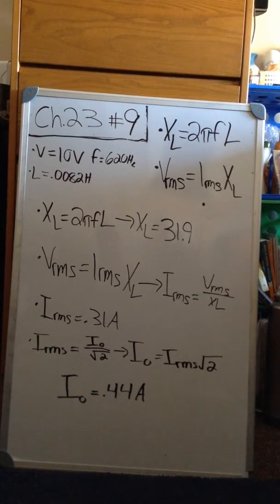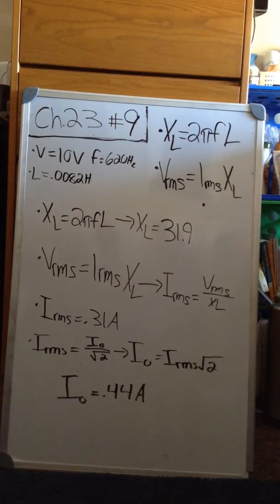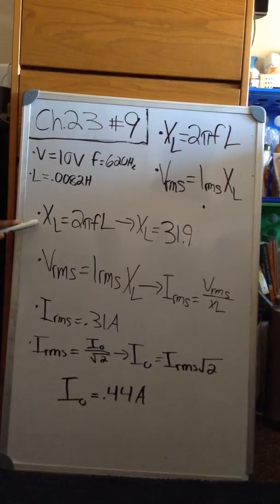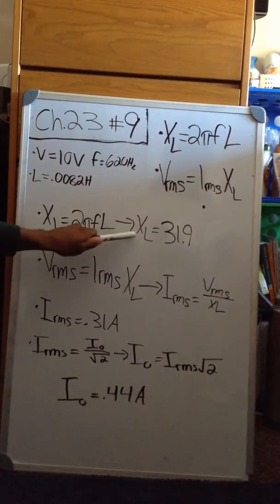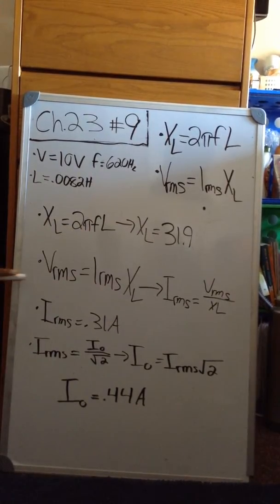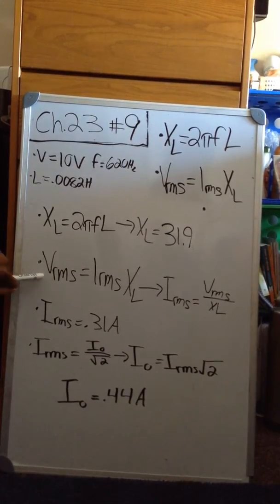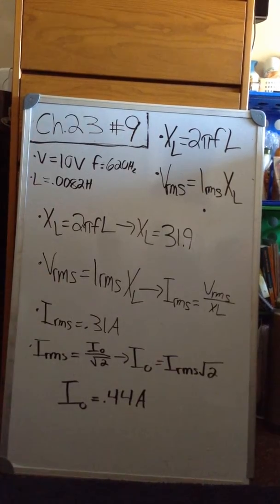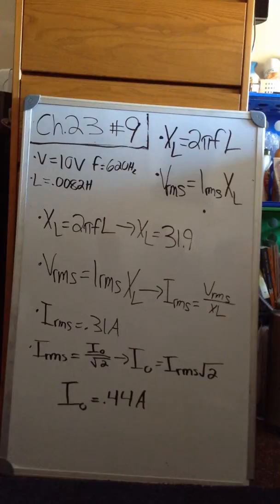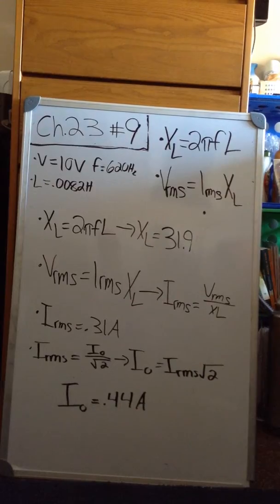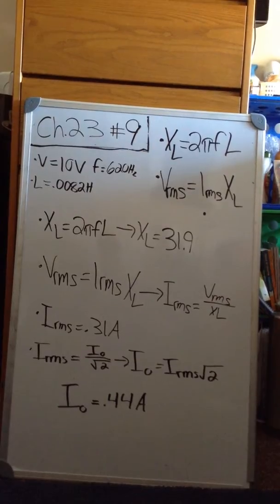XL, which is inductive reactance, equals 2 pi times the frequency times the inductance in henries. So after applying that equation, we get our inductive reactance to be 31.9. From there, we move on to this step of the problem, in which we solve for our average current, which we can do by taking the voltage over our inductive reactance. We can attain a current RMS value of 0.31 amps.